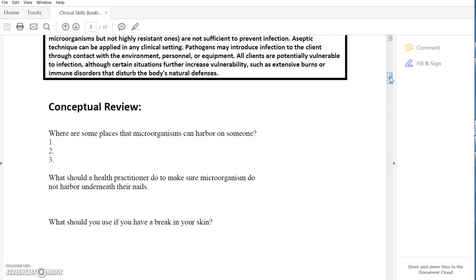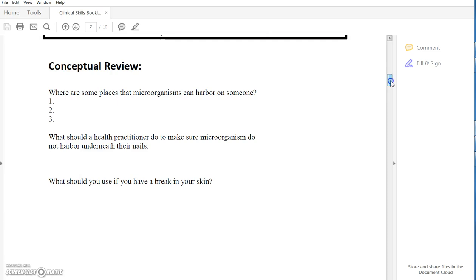So always think about when you're going to have any kind of contact with an instrument, a person, or any soiled or contaminated surface, you're always going to wash your hands and, if possible, even glove. What should a healthcare practitioner do to make sure microorganisms do not harbor underneath their nails? When you do a hand washing procedure, part of the procedure addresses how to clean our nails so that we can remove some of those harmful pathogens.